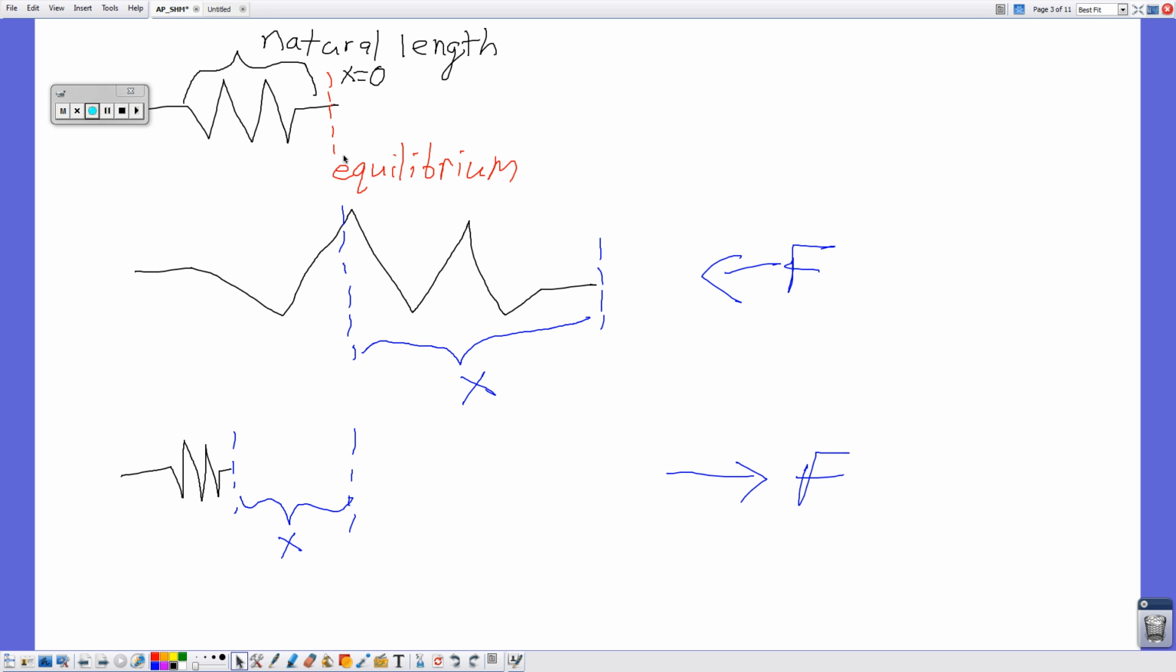Now, in a horizontal block oscillator, the natural length also gives us its equilibrium position when it is oscillating. This means that it's going to oscillate around the equilibrium position, which is given by the natural length.